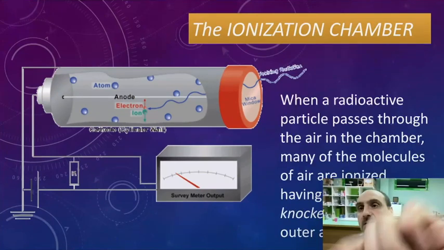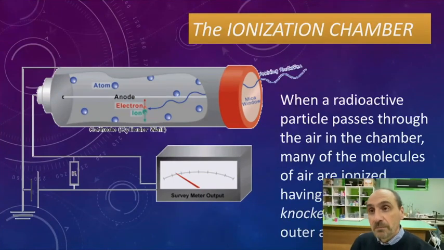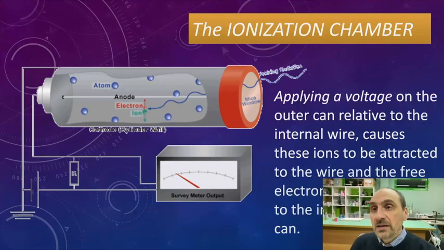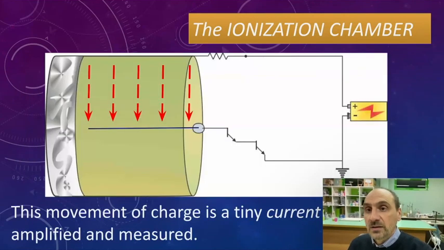And when a radioactive particle comes in the chamber, many of the molecules are ionized. So some electrons become free. And if I apply a voltage between the wire and the outer can, these electrons can be collected on one of the two poles, meaning that I have a very tiny current.